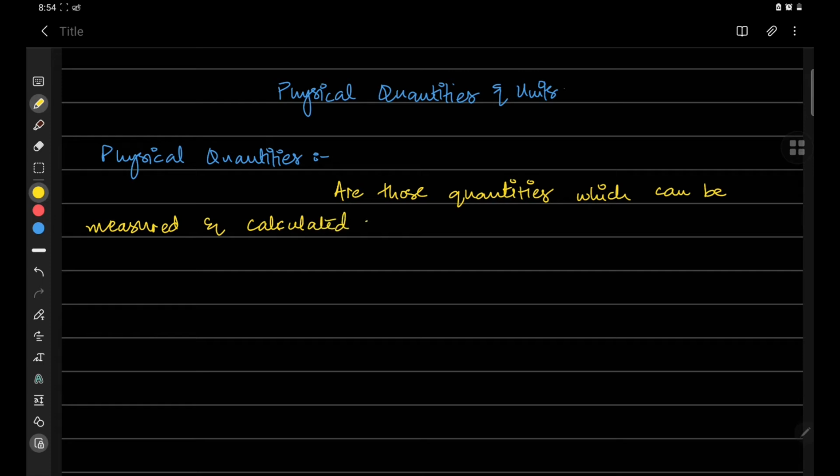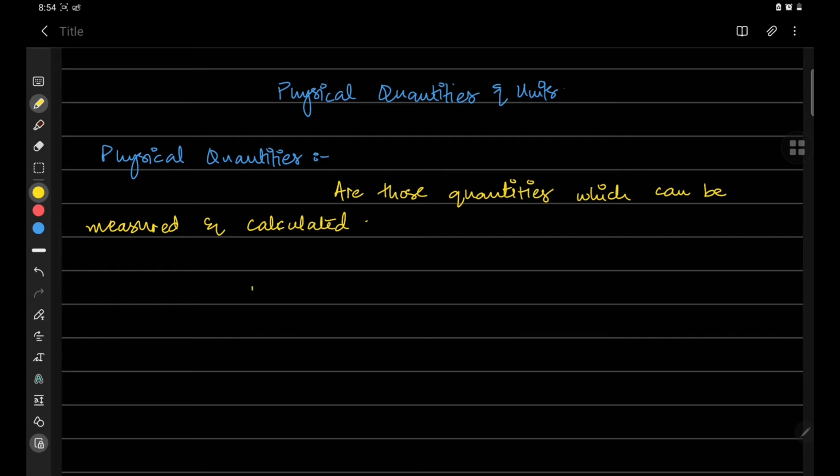Alright, so when we're talking about physical quantities, it consists of obviously a numerical magnitude and obviously the unit, right? So what do I mean by numerical magnitude? A numerical magnitude basically gives us an idea of how big or how small something is, right?